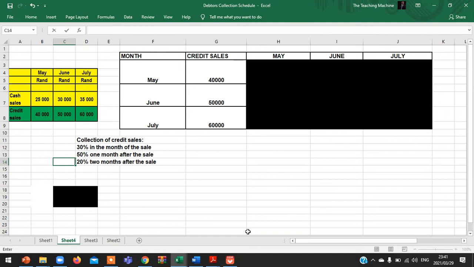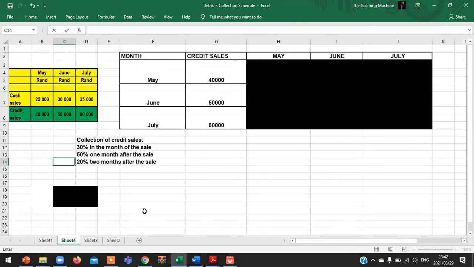What do we mean by in the month of sale? It means that if you have sold goods worth 40,000 on credit in May, you need to collect 30% of those credit sales at the end of May. And then 50% 1 month after the sale. It means that if you have sold goods in May, you're going to collect 50% after May. And then 20% 2 months after the sale. It means that if you have sold goods in May, you need to collect 2 months after May.